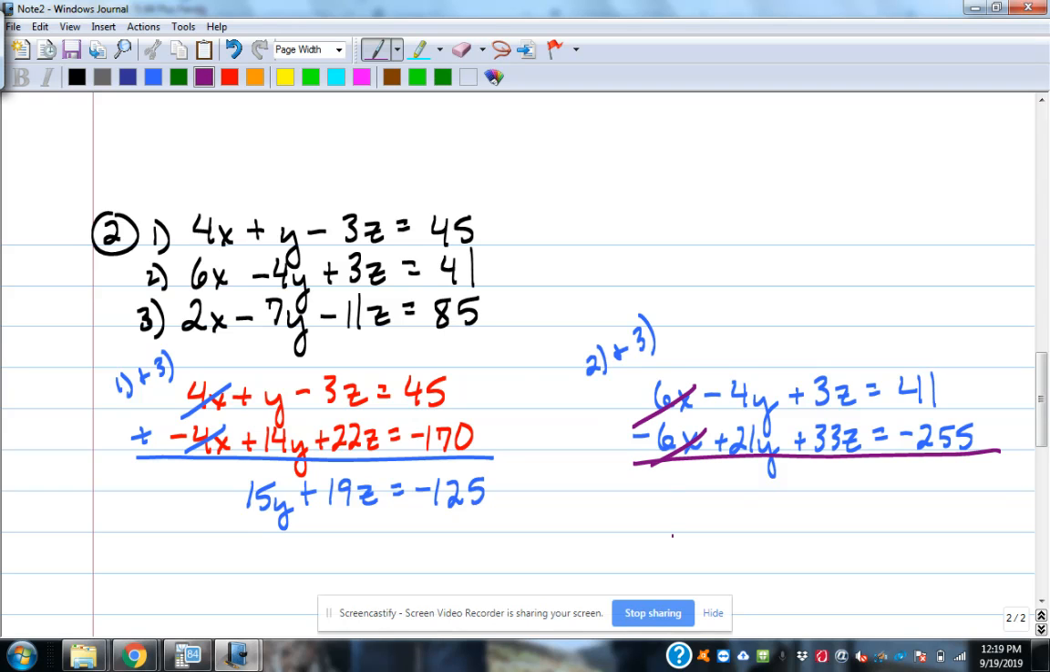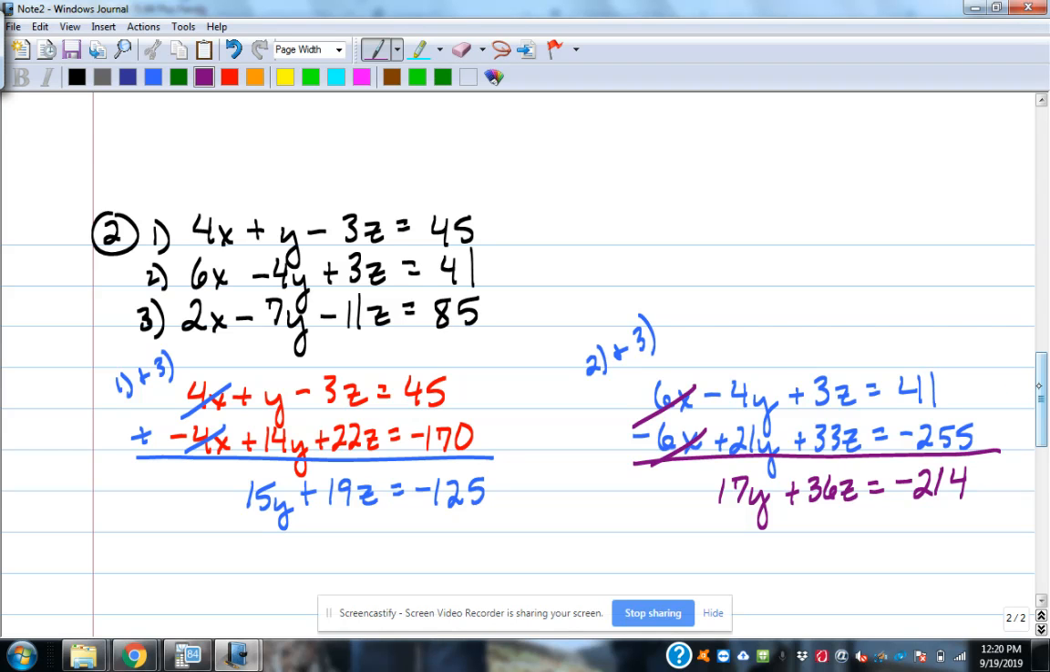X's go away. 21y, negative 4y is how much? 17y plus how many z's? 36 this time. And then 41 and negative 255. Negative 214. Okay. Now what?